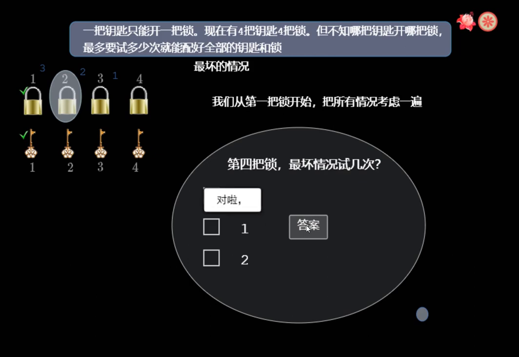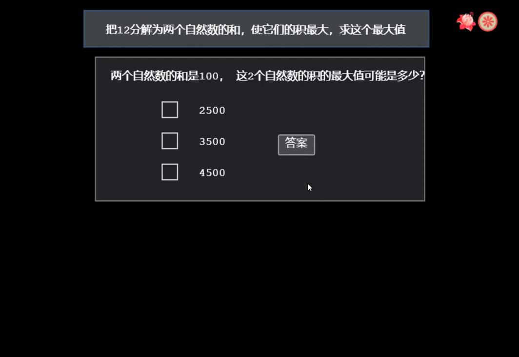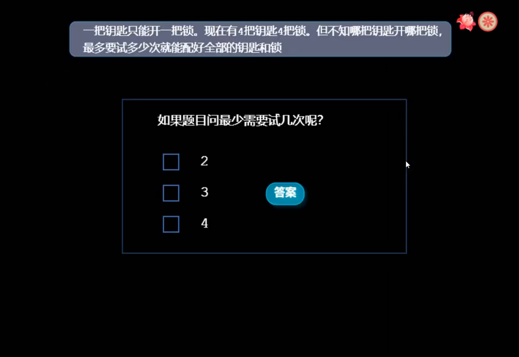By the way, let's fill in the table. According to the proposal, how many people board at the starting station? The sum of two natural numbers is 100. What could be the maximum value of the product of these two natural numbers? If 3 pairs are successfully matched, there is no need to try the remaining key.